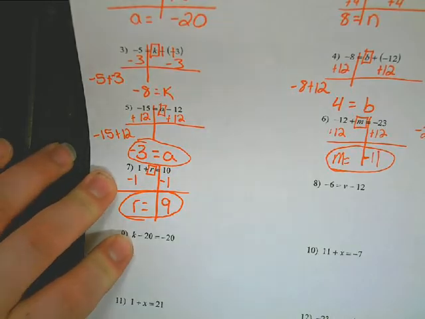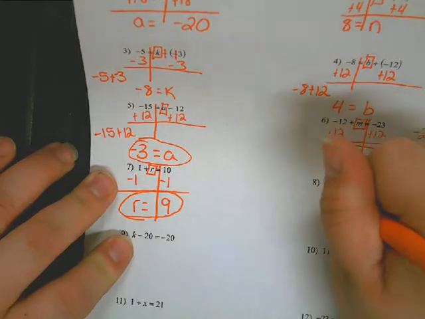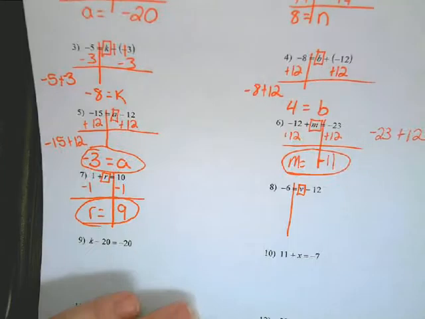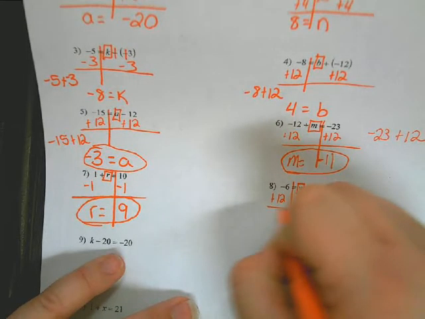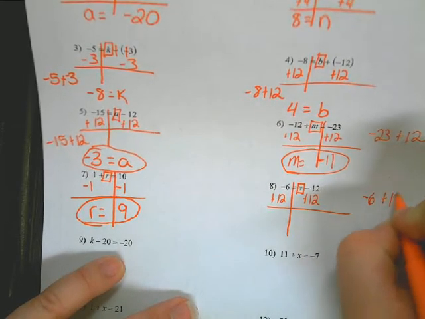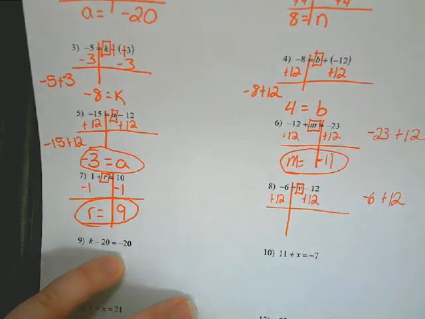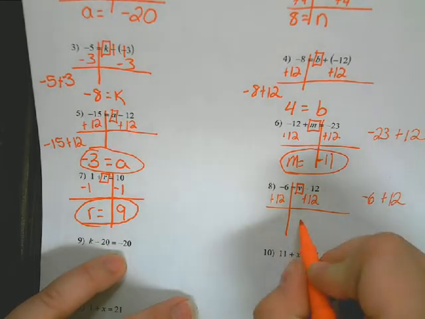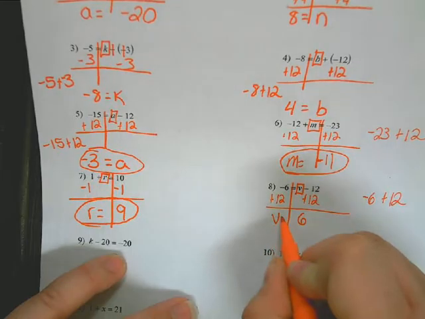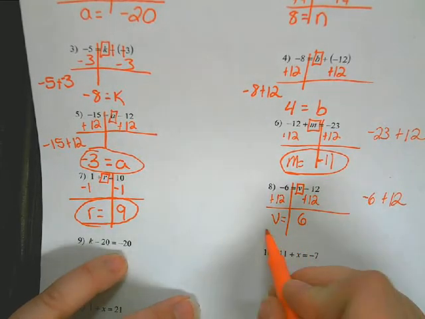And number 8. Box your letter. Draw your line. Add 12 on both sides. So I have negative 6 plus 12. Same or different signs? Different. Negative 6, positive 12. They're different. So what do you do when they're different? Subtract. So 12 minus 6 is 6. So V is equal to 6. And it's a positive because 12 is larger.